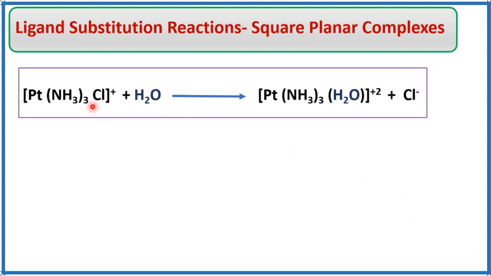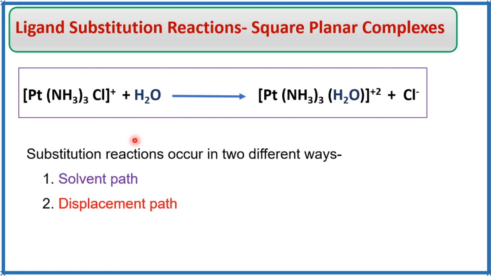So if we take the example, we are taking a platinum 2+ complex here. Around this platinum, there are 3 ammonia ligands and 1 chloro ligand. This complex is reacting with water, and water is the entering ligand here. In place of chloro, the water is getting replaced, and chloro is coming out as Cl minus. So this reaction can be taken as an example for a substitution reaction in square planar complex, because one of the ligands, chloro, is getting replaced by another ligand, water.